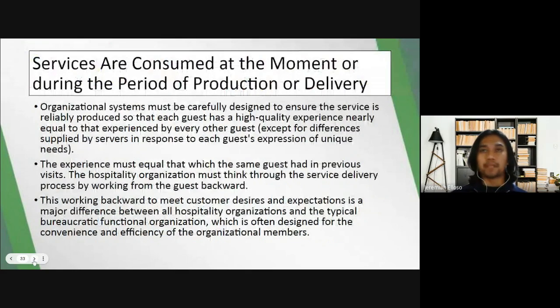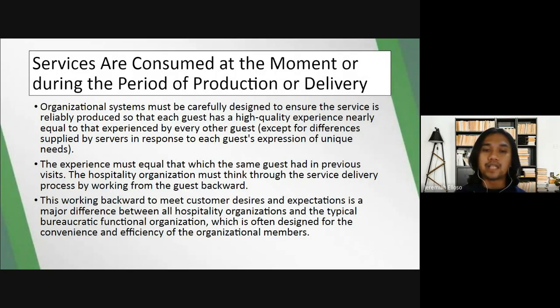So marketers should be considering that. Let's take a look at the services that are consumed at the moment or during the period of production or delivery. Organizational systems must be carefully designed to ensure the service is reliably produced so that each guest has a high quality experience nearly equal to that experienced by every other guest, except for differences supplied by servers in response to each guest's expression of unique needs.